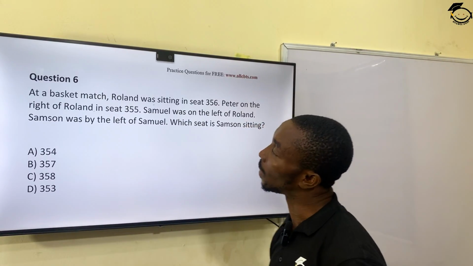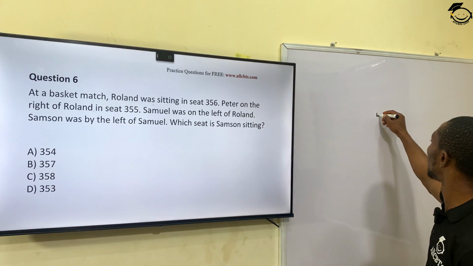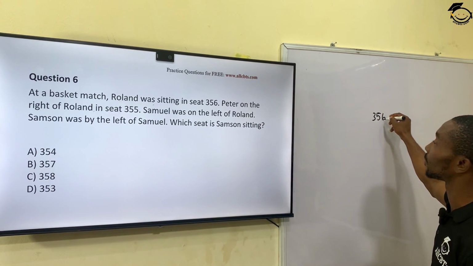At a basket match, Roland was sitting in seat 356.